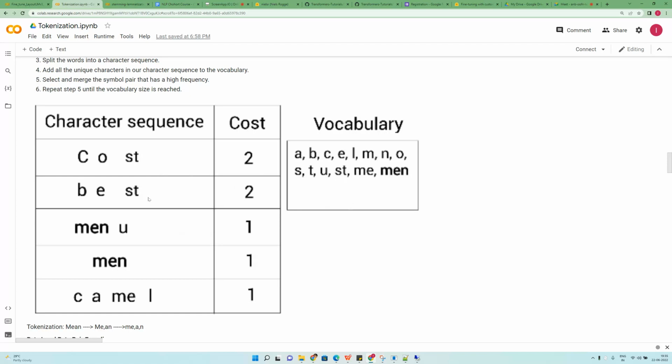Then you will see what is the next one. ME is occurring the most number of times, like three times, I guess. So we'll add ME. Then you will see what is the next most occurring word. I think MEN. It occurred two times. So MEN, and your vocabulary size got filled. You will stop it. So this is just an example.